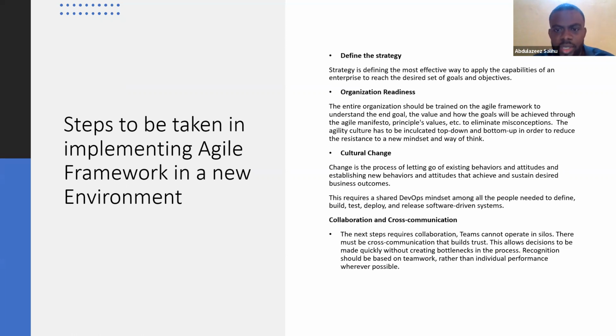So, cultural change is a process of letting go of existing behavior and attitude and establishing new behavior and attitude that achieve and sustain a desired business goal.